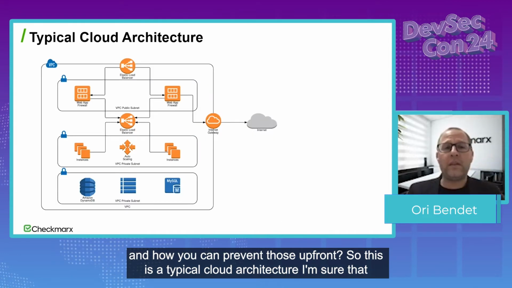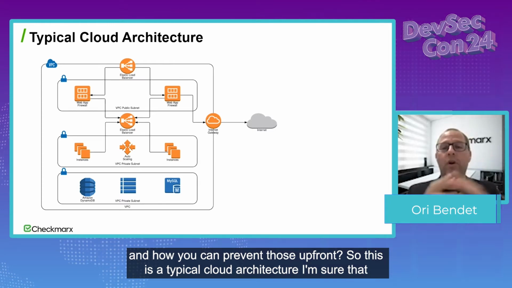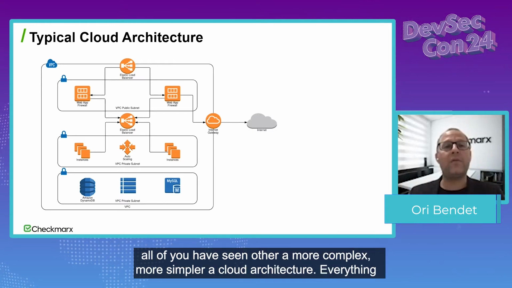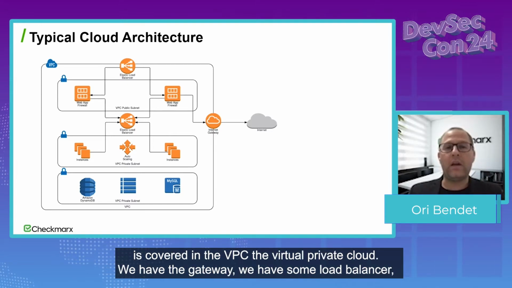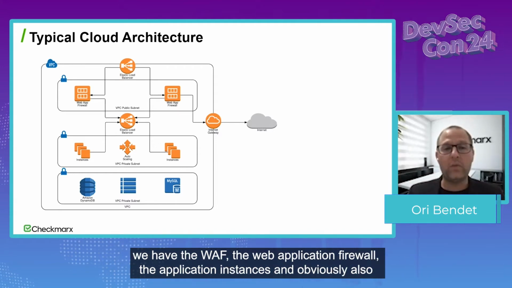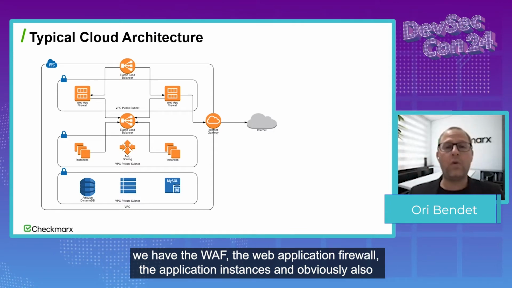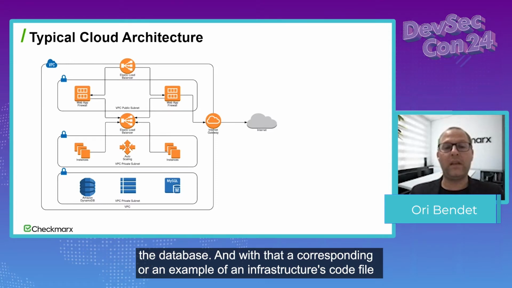So this is a typical cloud architecture. I'm sure that all of you have seen other, more complex or simpler cloud architectures. Everything is covered in the VPC, the virtual private cloud. We have the gateway, we have some load balancer, we have the WAF, the web application firewall, the application instances, and obviously also the database.